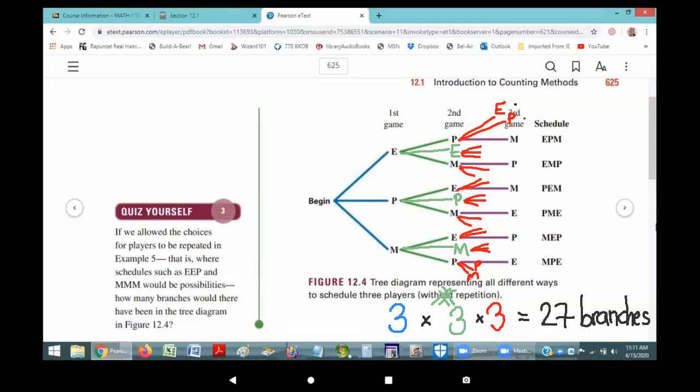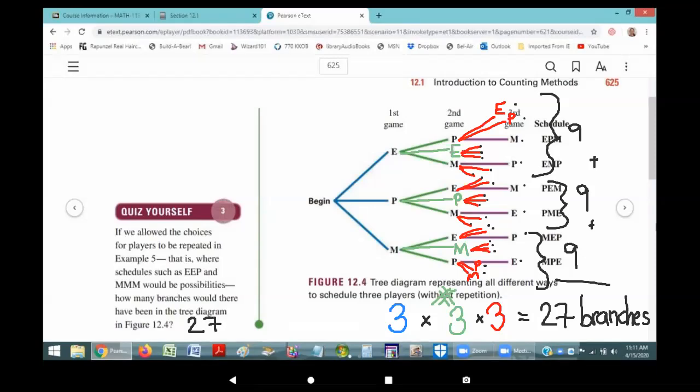1, 2, 3, 4, 5, 6, 7, 8, 9. So 9 in the first third. 1, 2, 3, 4, 5, 6, 7, 8, 9. 9 in the middle group. And 1, 2, 3, 4, 5, 6, 7, 8, 9. 9 more outcomes for this last group. Again, summing to 27 branches. How many branches would there have been? 27.